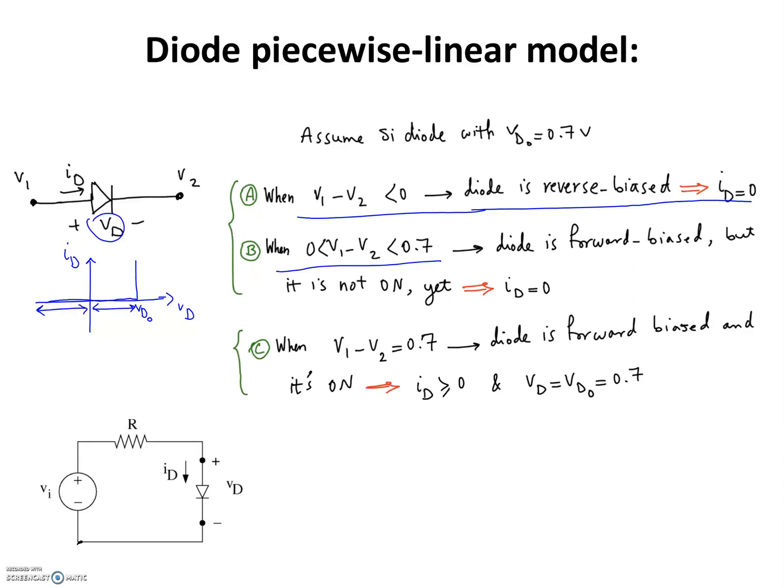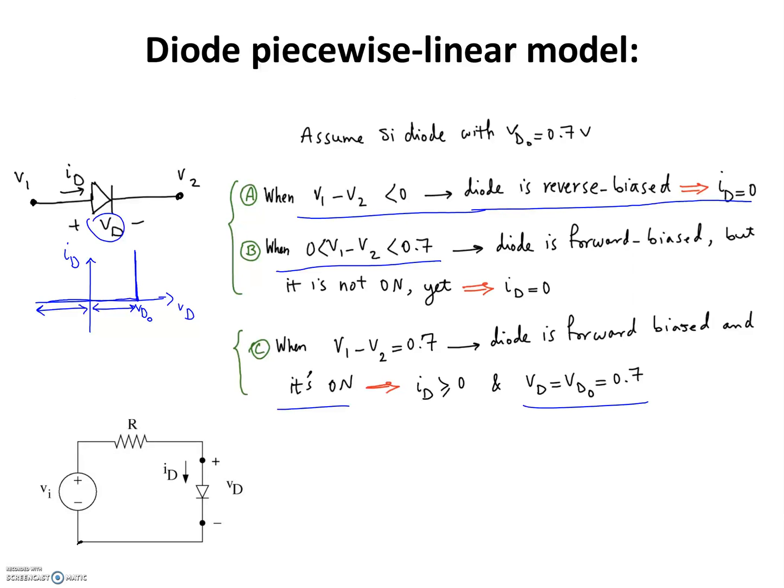When V1 minus V2 is equal to 0.7, at this value, when VD is equal to 0.7, the diode is forward biased and it is on. ID is going to be greater than or equal to 0, and the voltage drop across the diode is a fixed value, equal to 0.7. From that, I can figure out when the diode turns on or off.